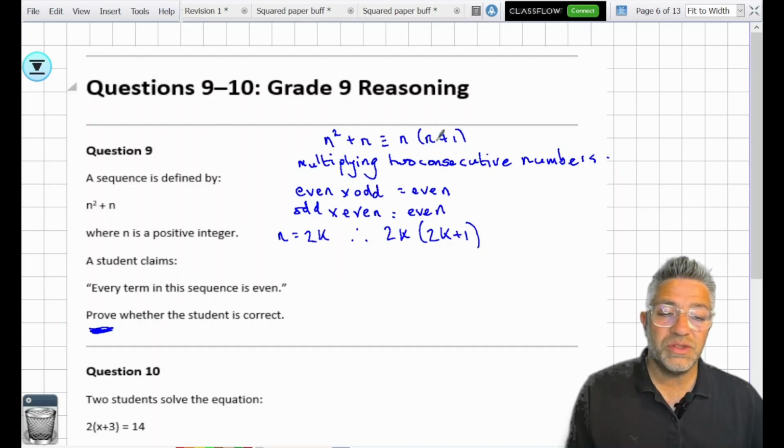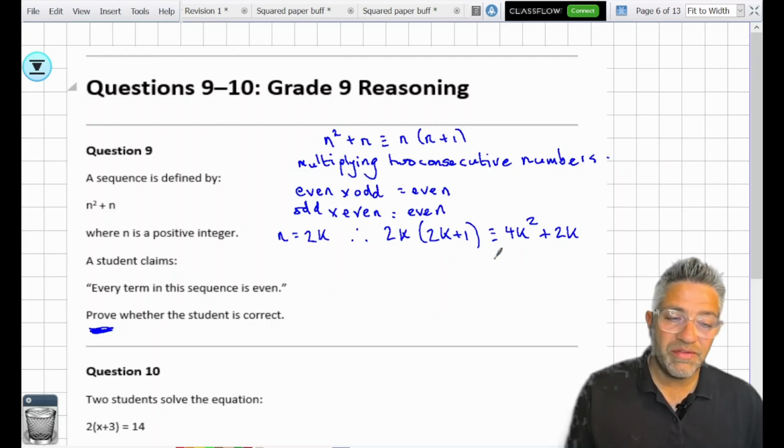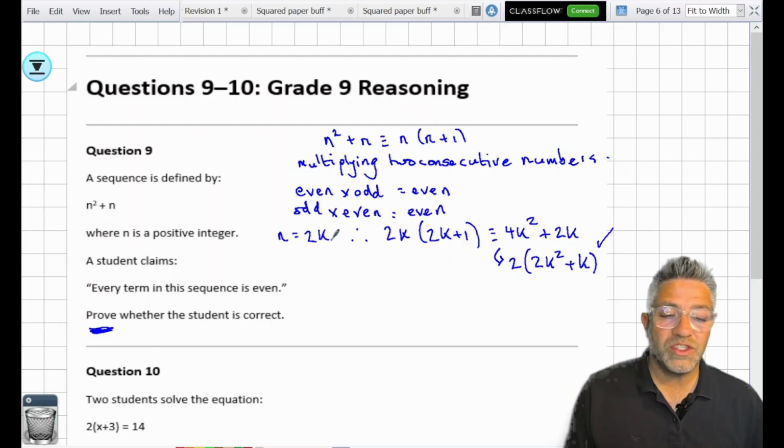And that's just by substituting 2k in for n in that initial expression. That will give me 4k squared, add 2k. How do we demonstrate a number is even? It must be a multiple of 2. Well, quite simply, we can factorise to get 2 open bracket 2k squared plus k. So we've demonstrated there, if n is an even number, n times n plus 1 is also even.